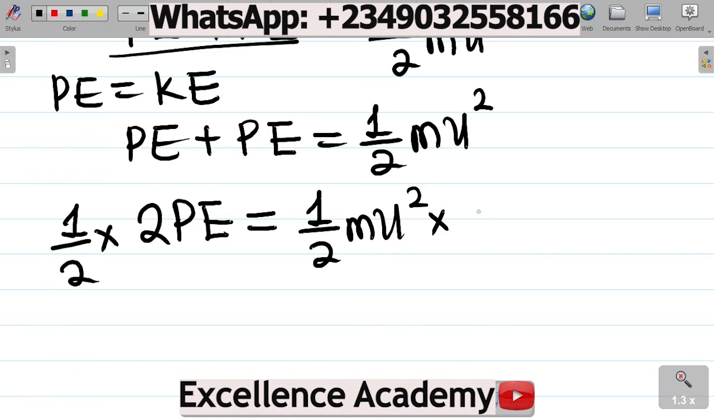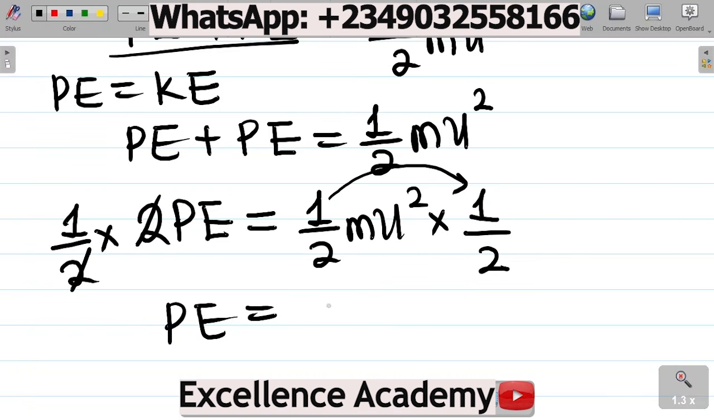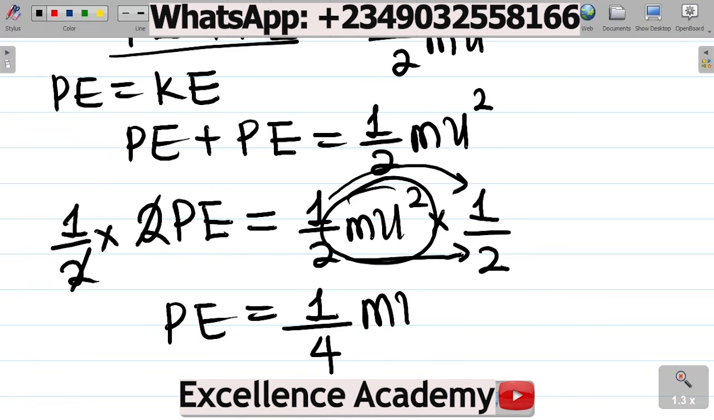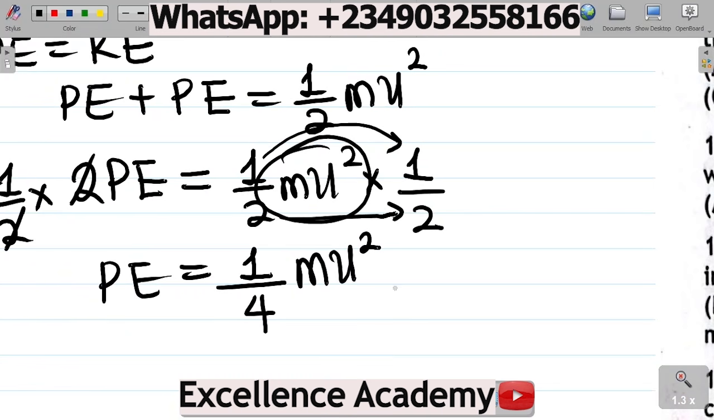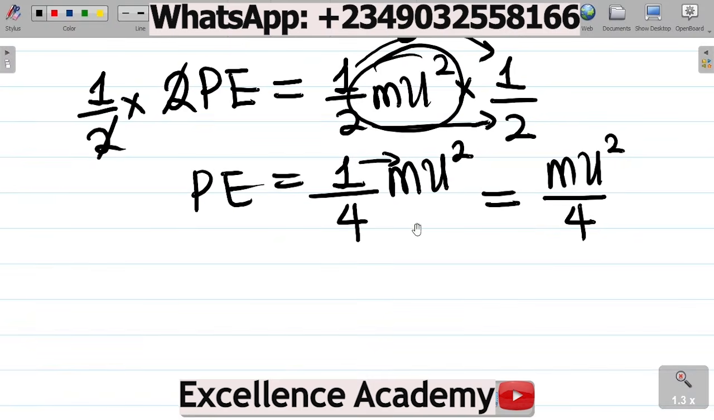Also multiply here to do the same thing to both sides, 1 over 2. These 2 cancel 2. So it means that potential energy is equal to 1 times 1 gives you 1. 2 denominator times 2 gives you 4. So 1 over 4. Bring down mu squared. So I have 1 over 4 mu squared. If you multiply this, 1 times mu squared gives you mu squared all over 4. So potential energy is equal to mu squared over 4.